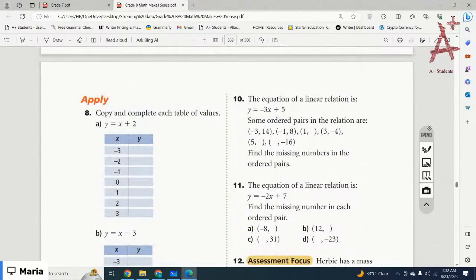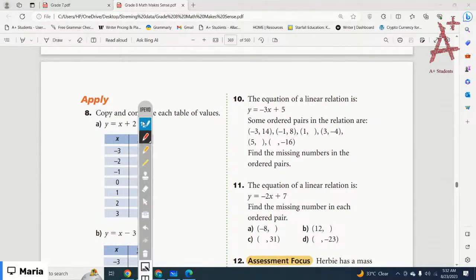The equation of a linear relation is y equals -3x plus 5. You have to find the missing values. That's the one we just did the question. This is x is 1. Just replace the x by 1. -3 plus 5. 5 minus 3 is 2. That means this is 2.